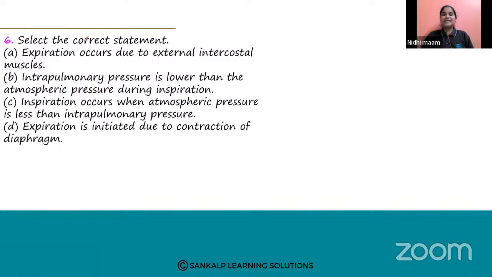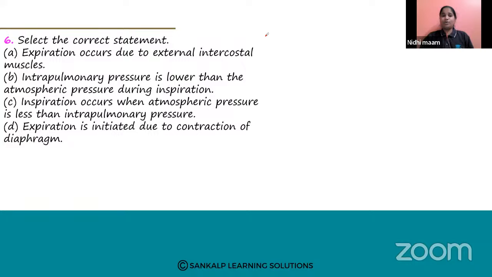Next question, select the correct statement. Expiration occurs due to external intercostal muscles. Intrapulmonary pressure is lower than the atmospheric pressure during inspiration. Inspiration occurs when atmospheric pressure is less than intrapulmonary pressure. Expiration is initiated due to contraction of diaphragm. So, which is a correct statement among these? Yeah, who is going to answer this question? Yes, YouTube students, select the correct statement among these.